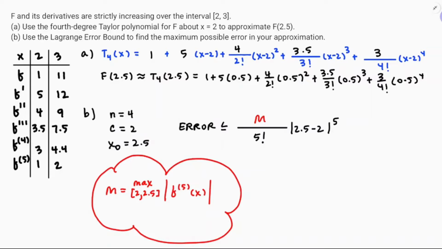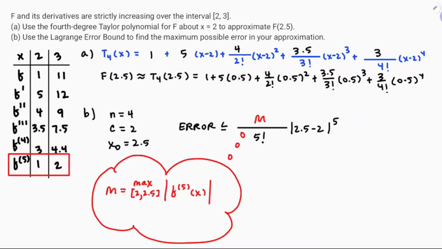Now in our head, we are thinking, well, that's probably a bad idea. M is the maximum absolute value of the next derivative on the interval between 2 and 2.5. Well, I don't really have any information about 2.5 because if I did, I wouldn't need a Taylor polynomial. I do have information about f's 5th derivative on the interval 2 to 3, though. I know it goes from 1 to 2, and it's strictly increasing the whole time.